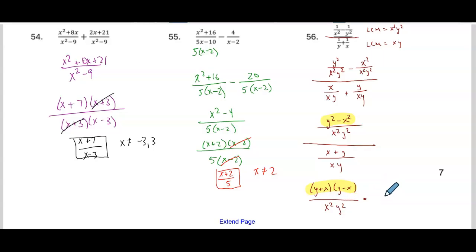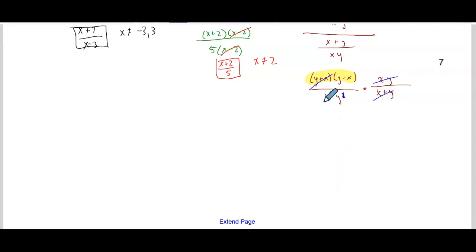Now I'm going to change to multiplication. This fraction on the bottom is going to flip over. Okay, it looks like nothing cancels, but it does because y plus x and x plus y are the same thing. Addition is fine. There's no need to reverse it. And the xy and the x squared y squared, the x and the y are going to cancel with 1 each of these. Okay, so that leaves me with a final result of y minus x over xy.